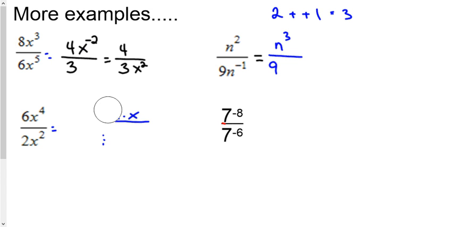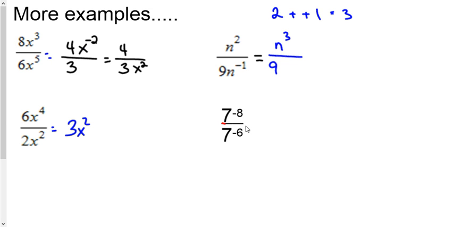Let's see if our shortcut makes it any easier. Divide or simplify your coefficients. That'd be a 3. Both positive exponents here, so that'll make it easier. 4 minus 2 is 2. Answer always goes on top level.